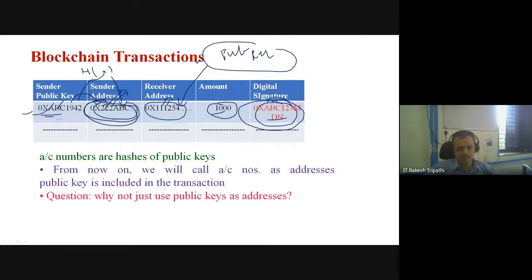Okay. Why do you have a sender address here? Why not just use the public key? Because public keys are variable, and you want this public key so that you can compute this signature very easily. And then the sender address is a hash. It's 128-bit. Simple. It is easy to manage your account number. Okay.